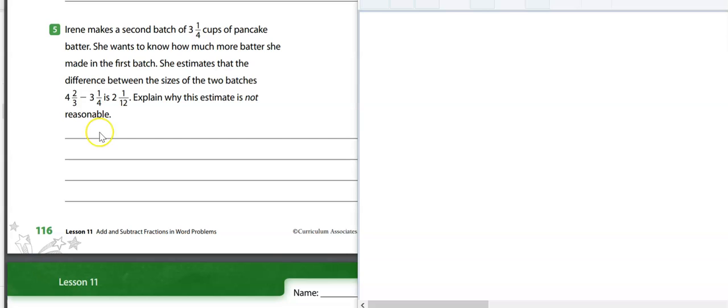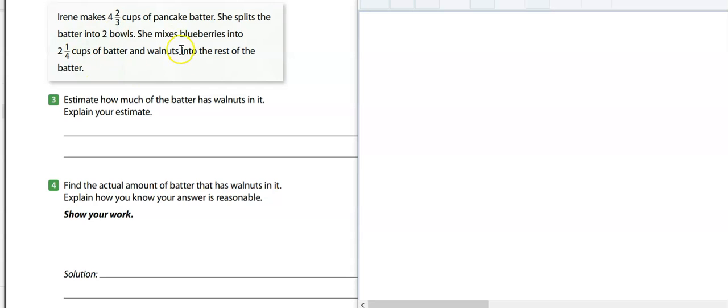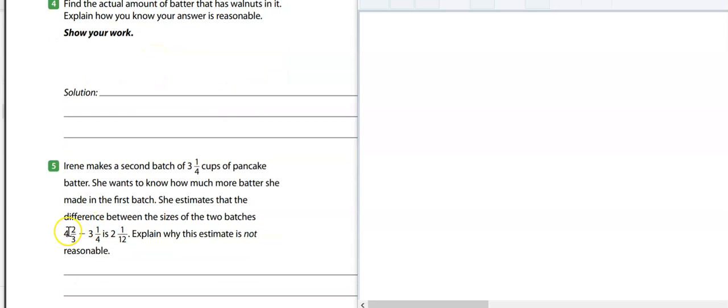So the last question says, Irene makes a second batch of 3 1/4 cups of pancake batter. She wants to know how much more batter she made in the first batch. She estimates the difference between the sizes of the two batches, 4 2/3 minus 3 1/4, is 2 1/12. Explain why this estimate is not reasonable. So again, this question is based off of the question above right here. So we know in the first batch she makes 4 2/3. The second batch, she uses 3 1/4 cup.